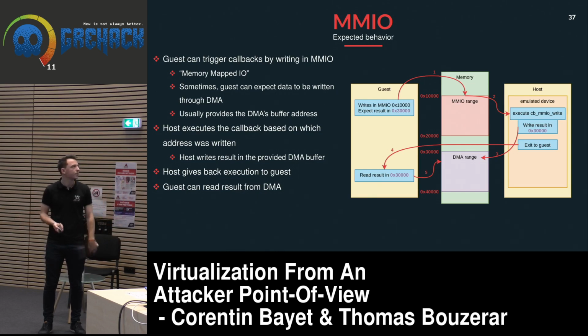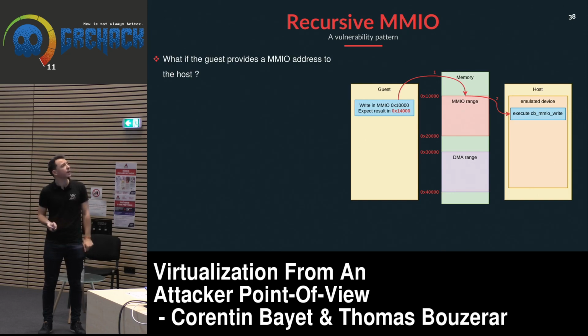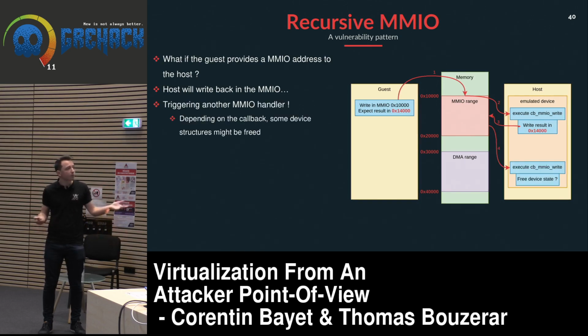Everybody works as intended. But what happens if the guest doesn't provide a DMA range as an argument, but provides an MMIO range? The same thing will happen. The guest writes in the MMIO, the host executes the callback, and because the guest provided an MMIO range, the host will write back in the MMIO. But by doing this, for some reason, if the hypervisor doesn't check, or it can be an unintended behavior, the host will call another callback, because you just wrote in the MMIO, and do some things. And this can have unexpected behavior that was not planned by the developers.